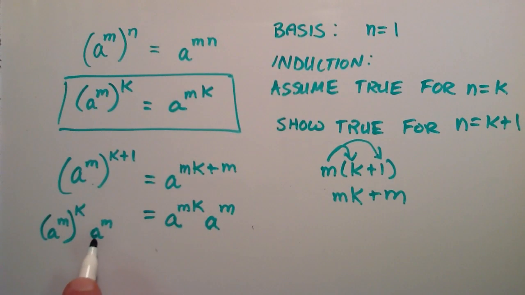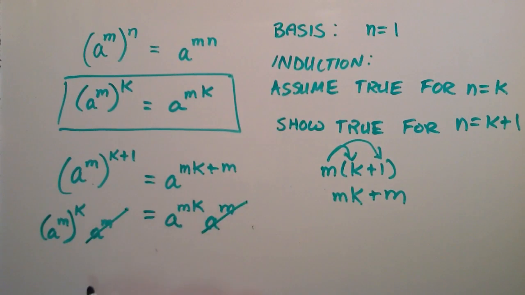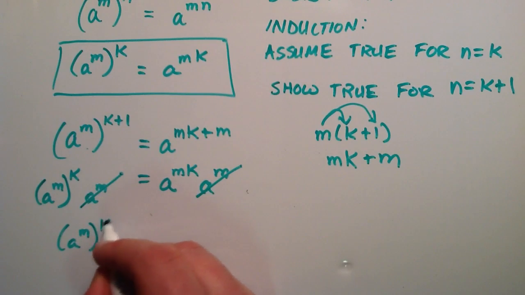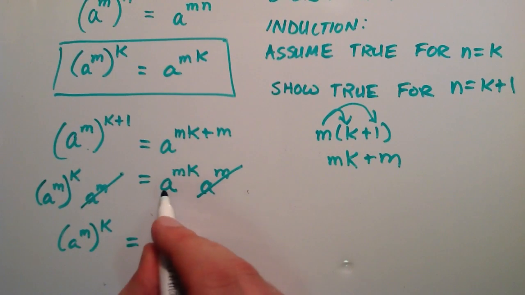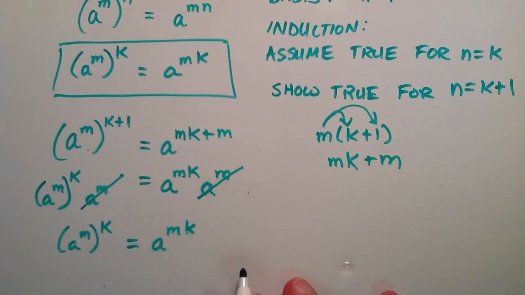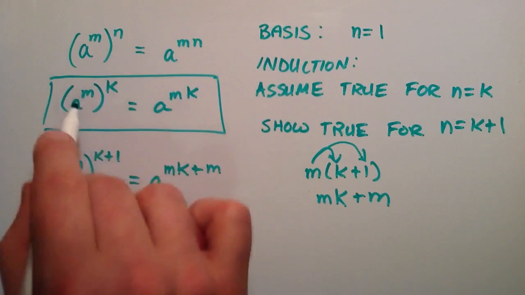Notice we have an a to the m here and an a to the m here. If we were to divide the left and right hand side by a to the m, then this part and this part would cancel out. So now we're simply left with this part right here, which is a to the m to the k, and that's equal to a to the m times k. And if you notice here, that is actually the exact same thing as our assumption.